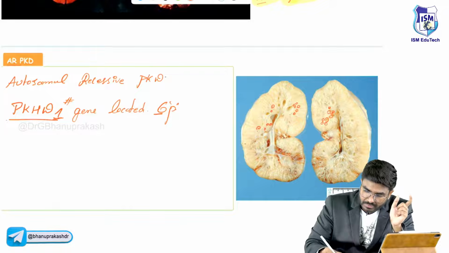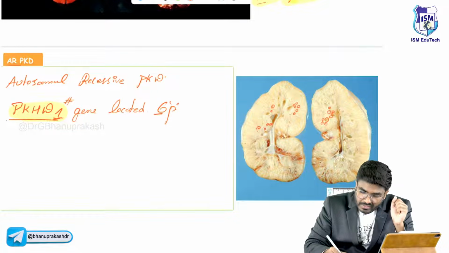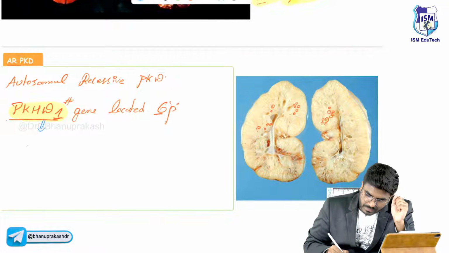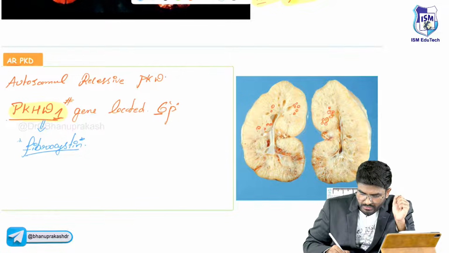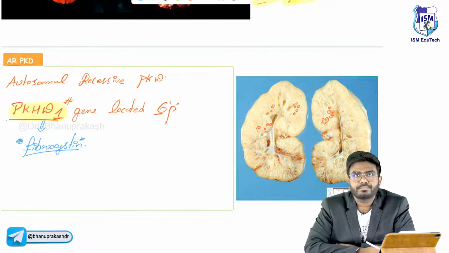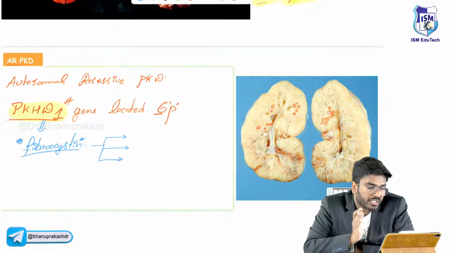When this gene is mutated, some protein will also be affected, right? So what is the protein that's affected? Fibrocystin. Fibrocystin is the protein that is going to be defective in this condition. So when fibrocystin is affected, which manifestations are going to be seen in the patient?